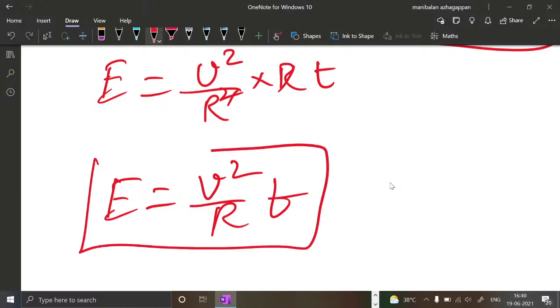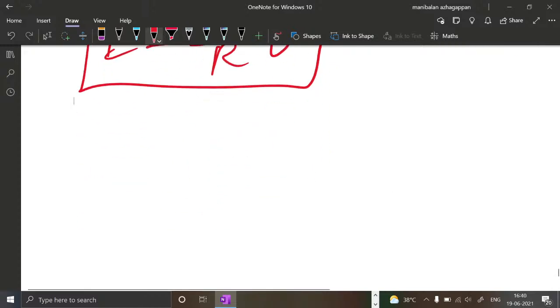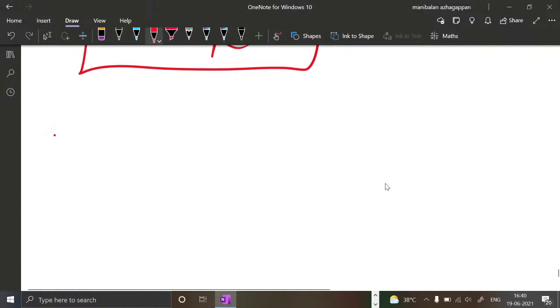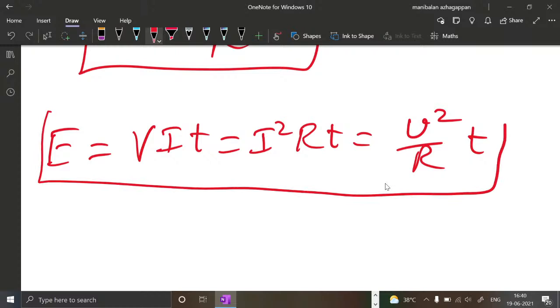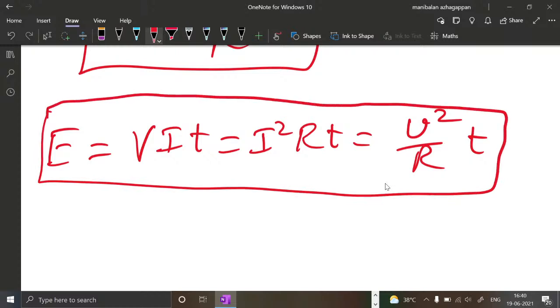So now I got the energy formulas. So finally I'm going to write what the energy formula is. Energy is equal to VIT, I square RT, V square by R into T. So the energy formulas, four formulas we got.